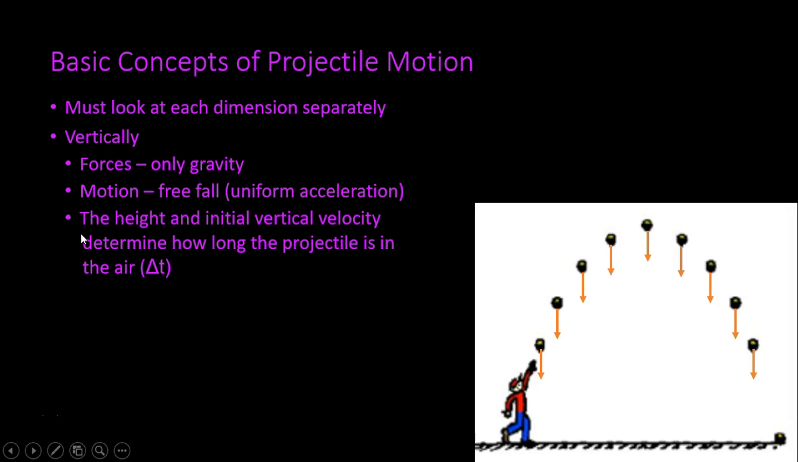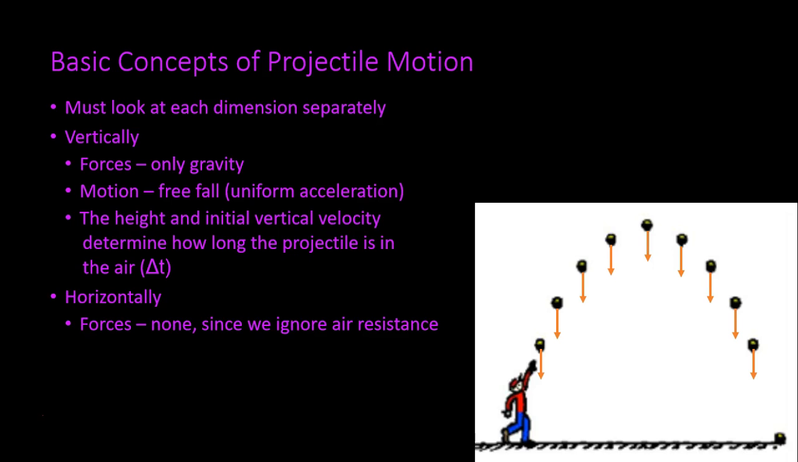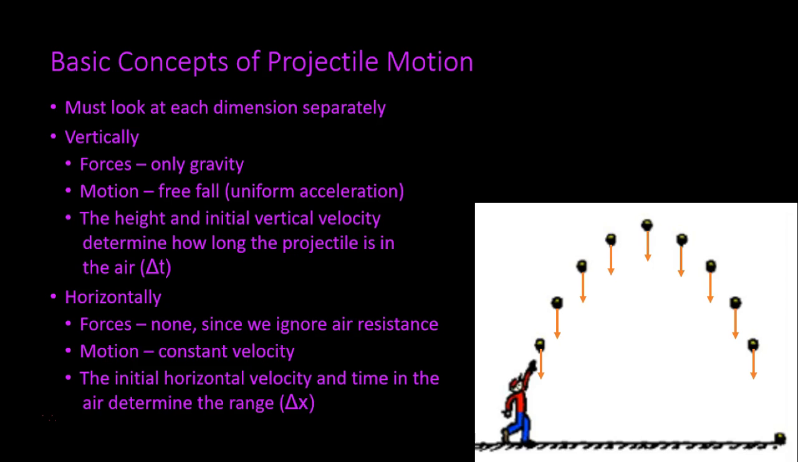And it's important to know that the height and initial vertical velocity determine how long the projectile is in the air. Horizontally, there are no forces acting on it since we're ignoring air resistance. The motion is constant velocity. The initial horizontal velocity and the time the object is in the air determines the range or horizontal displacement of the projectile.